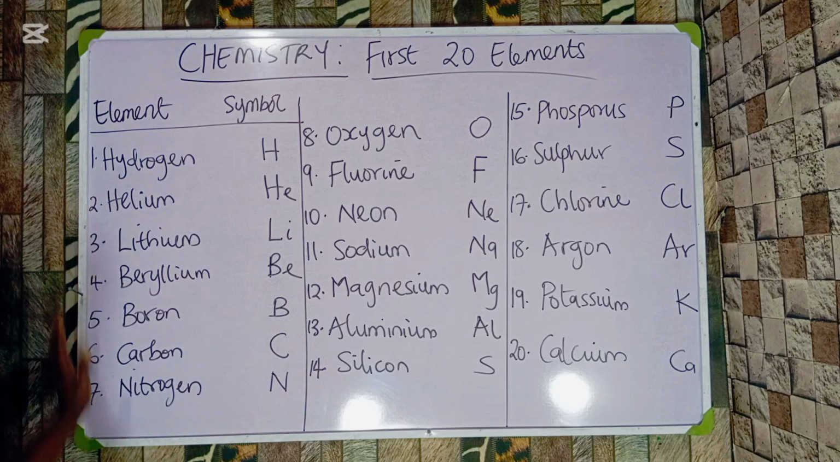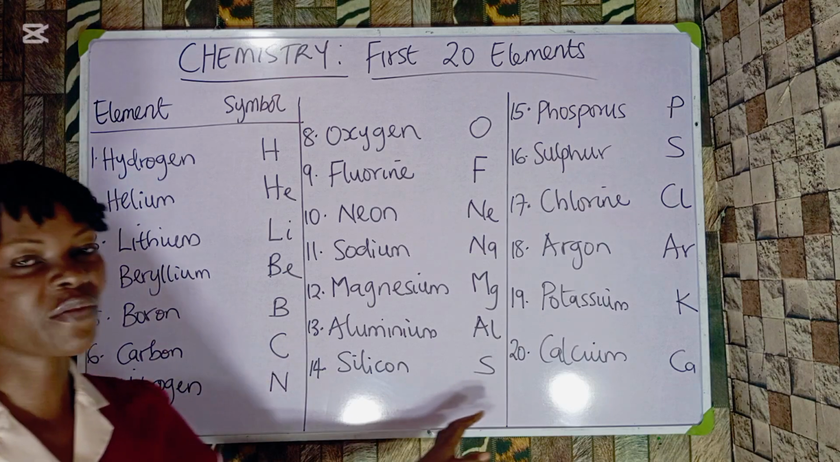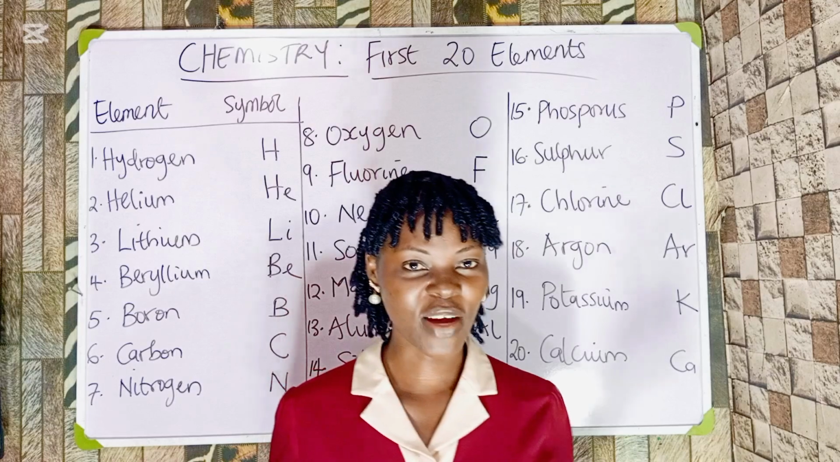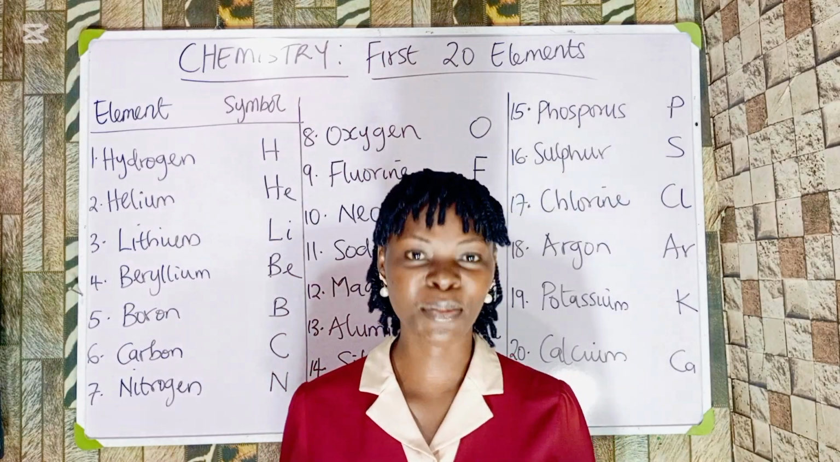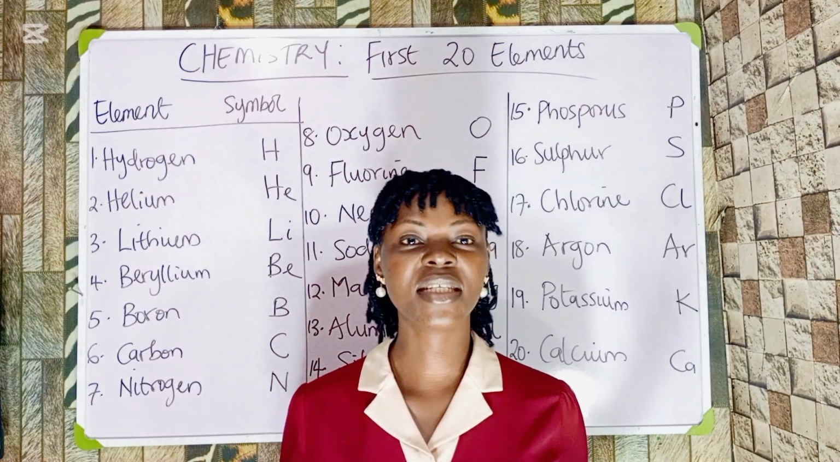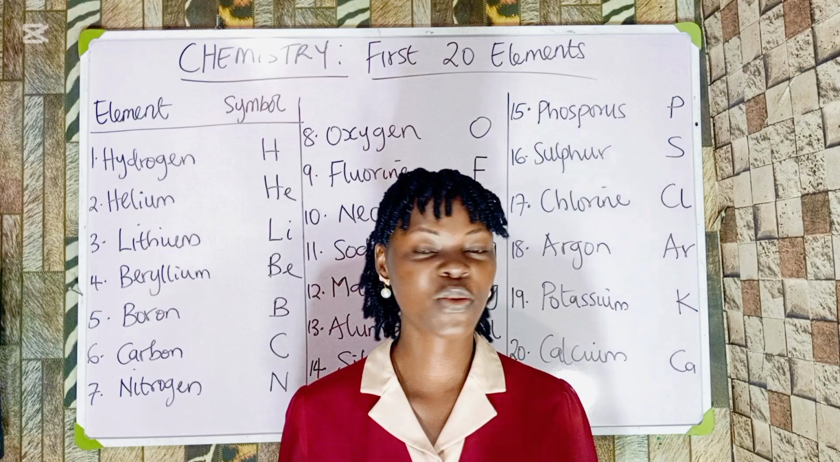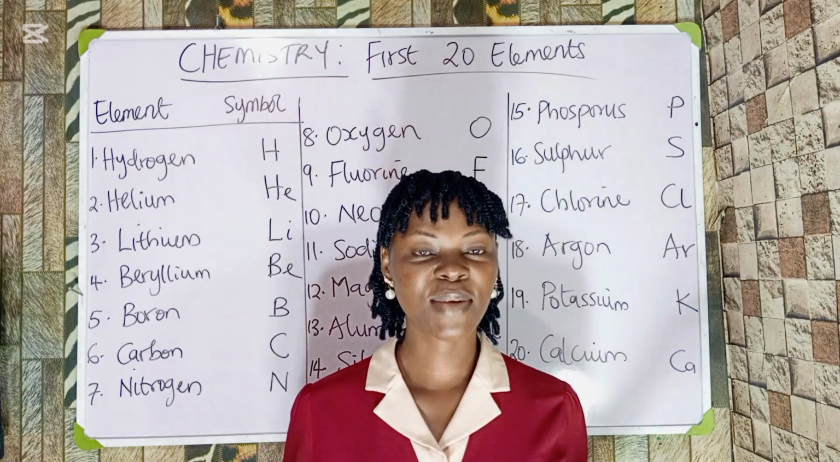Now, these are the atomic numbers for each of these elements. As a matter of fact, you're supposed to memorize these first 20 elements because you're going to see them in every exam as far as chemistry is concerned. So let's go this way.